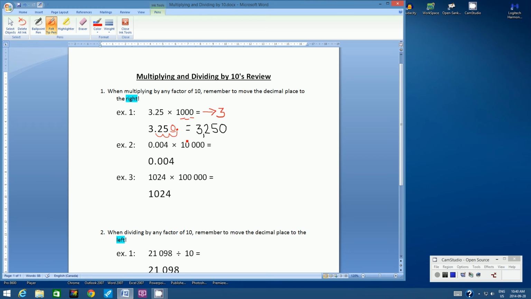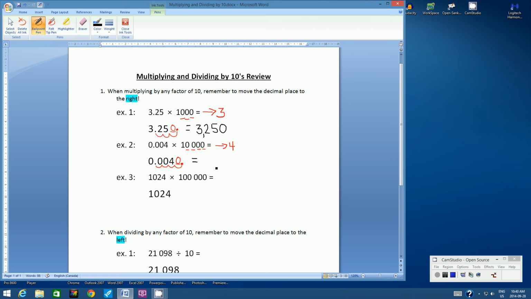0.004 times 10,000. Let's have a look at the factor of 10 that we're multiplying by. 10,000 is 10 times 10 times 10 times 10. There are 4 zeros in the number 10,000, so we know that we're going to move the decimal place 4 places to the right. All right, so let's rewrite the question here, 0.004. So let's move it 4 places to the right. 1, 2, 3, 4. All right, let's place the decimal there, and we have to fill this place value column with a 0.